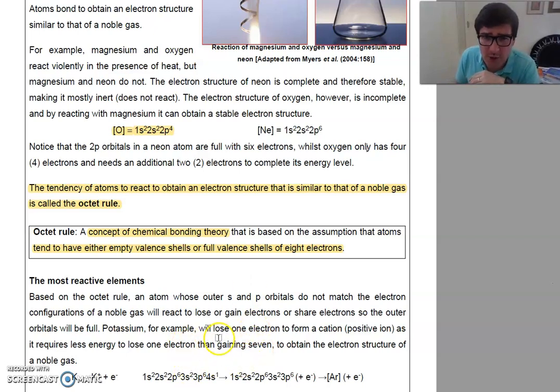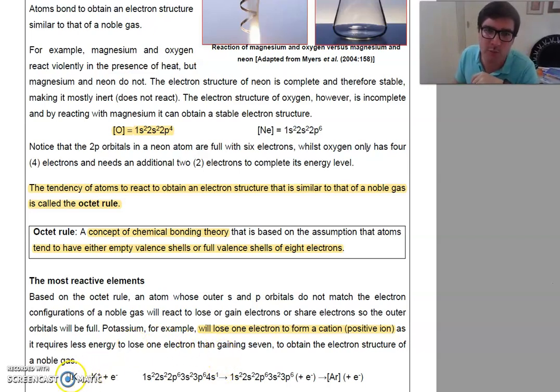Potassium is in group 1, which means it has 1 valence electron like lithium. So in the case of potassium, it only needs to lose 1 electron to form a positive ion, or a cation as we specifically call it. Then it will have an empty valence shell, and the rest of its shells will be complete. The other option potassium has is gaining 7 electrons to gain a full outer shell. And like I said with the case with lithium, it's easier for potassium to lose that 1 electron.